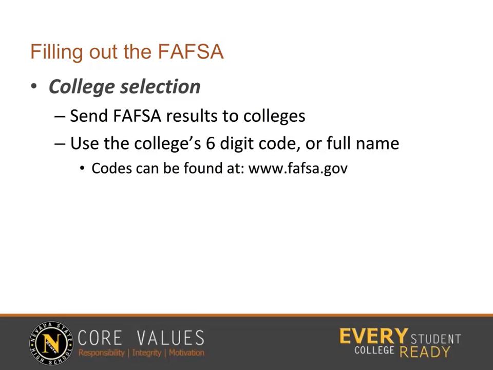If applying on paper, you can select up to 4 colleges to receive your results. You will need their school code or write the complete name of the school. You may look up the school code at FAFSA.gov or by calling 1-800-4-FED-AID. Online, you may select up to 10 colleges.